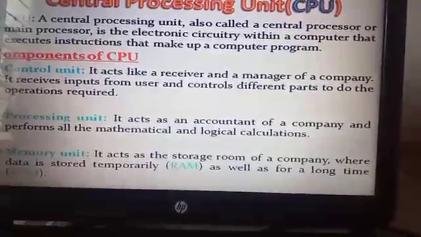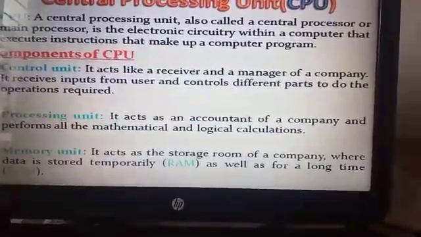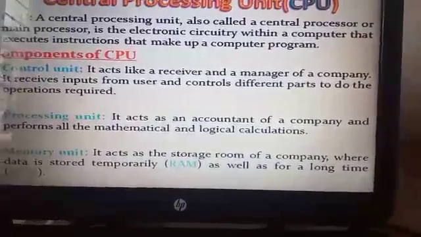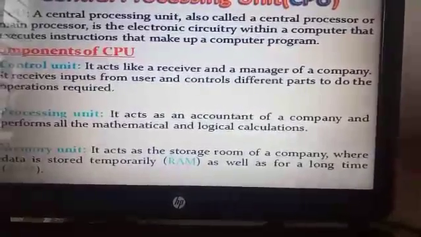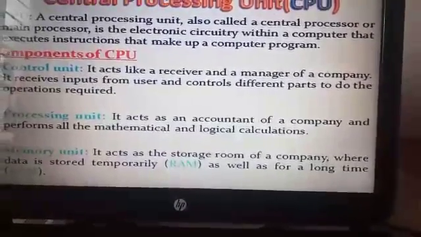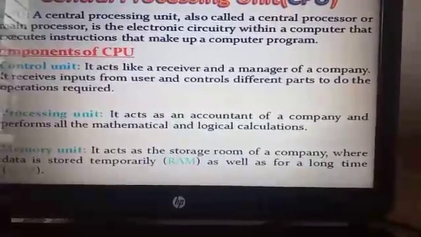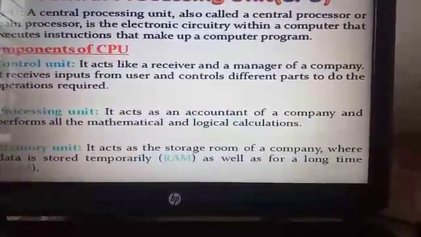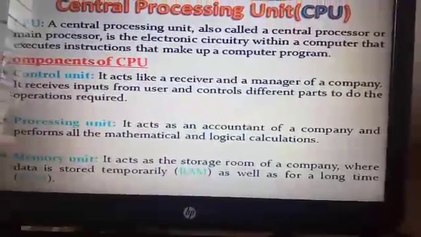This device stores data temporarily and for long times. Temporary data is contained inside a RAM. RAM stands for random access memory, and long-term data is stored inside a ROM. ROM stands for read only memory.